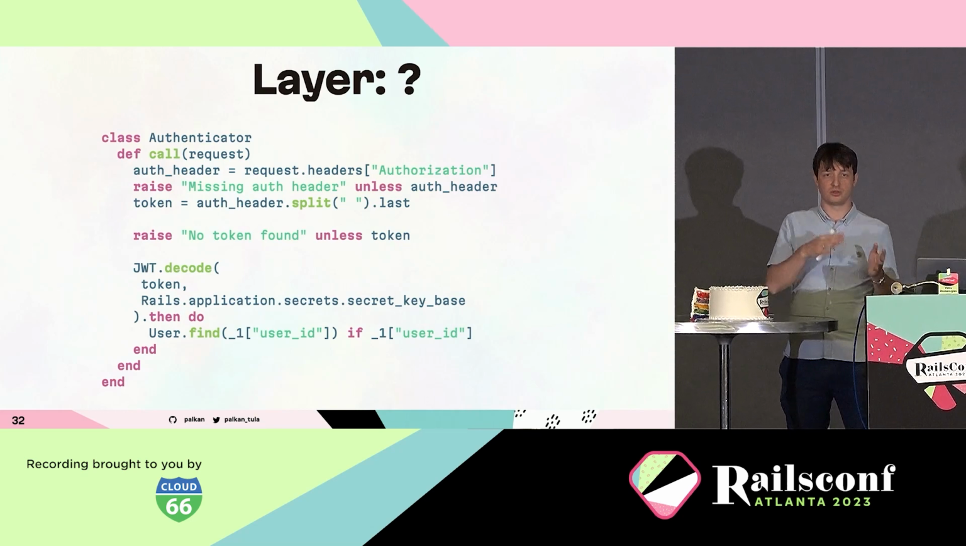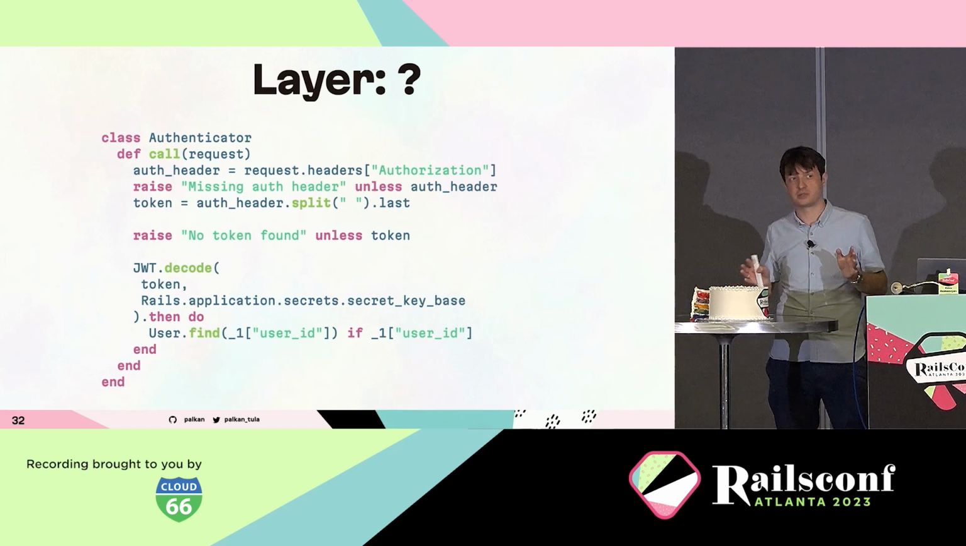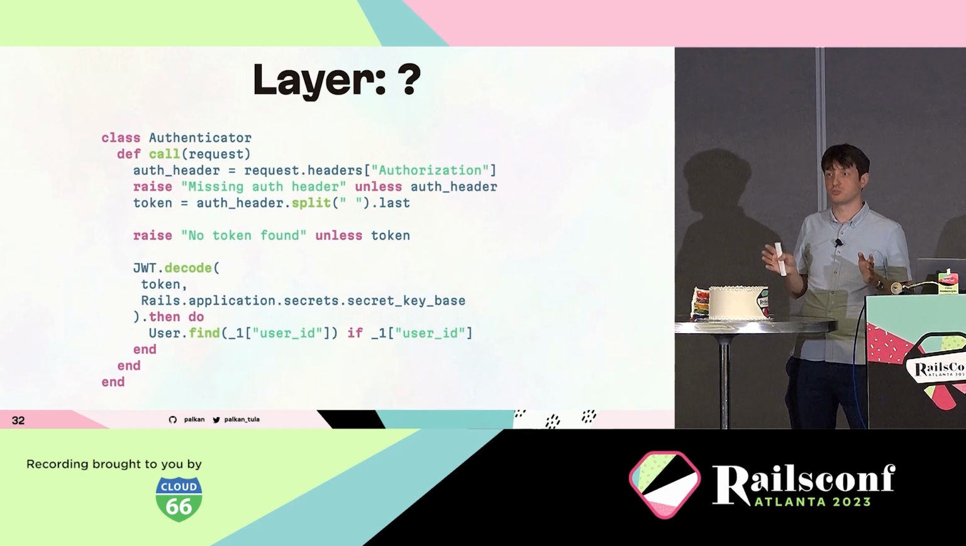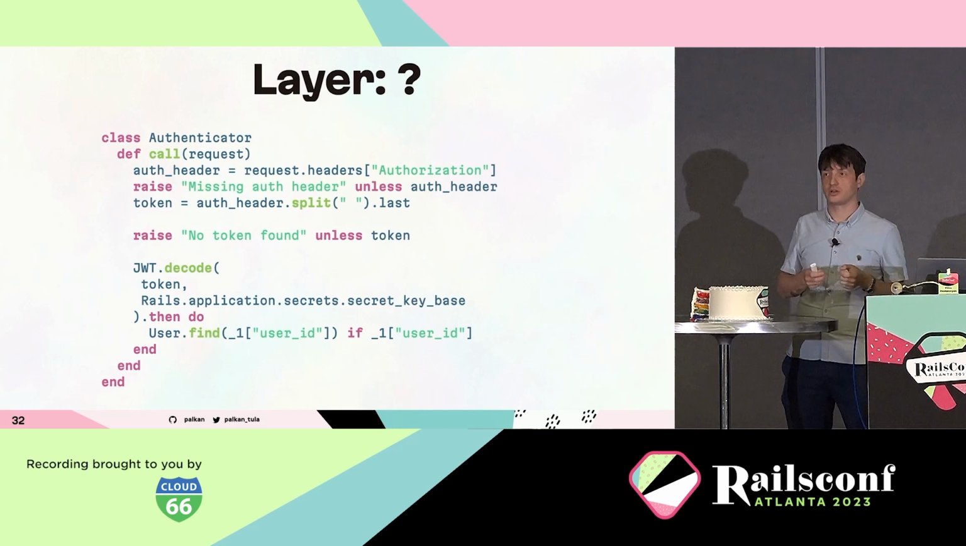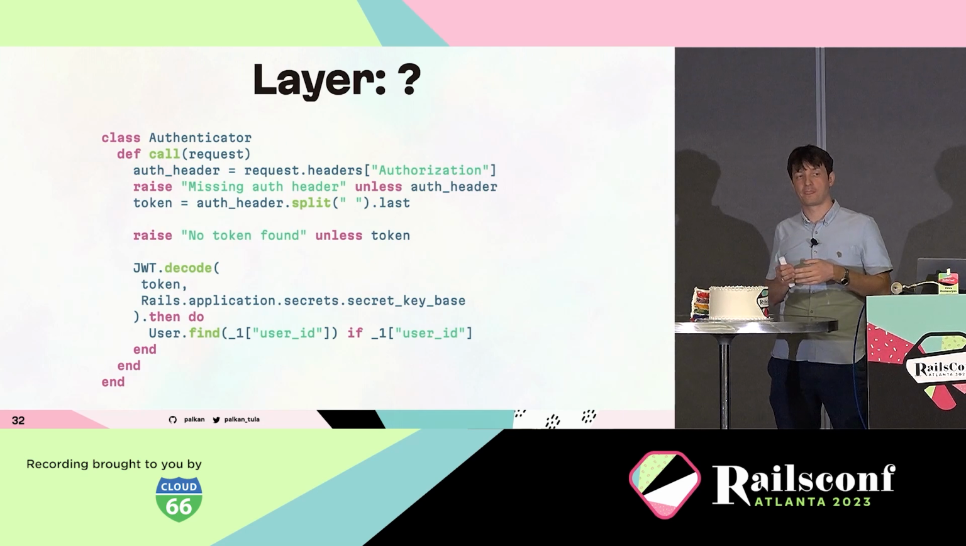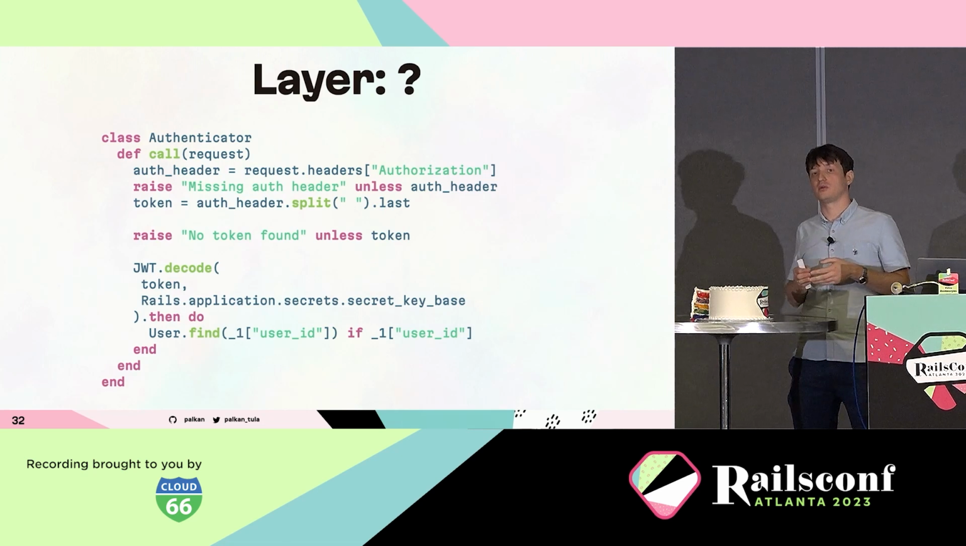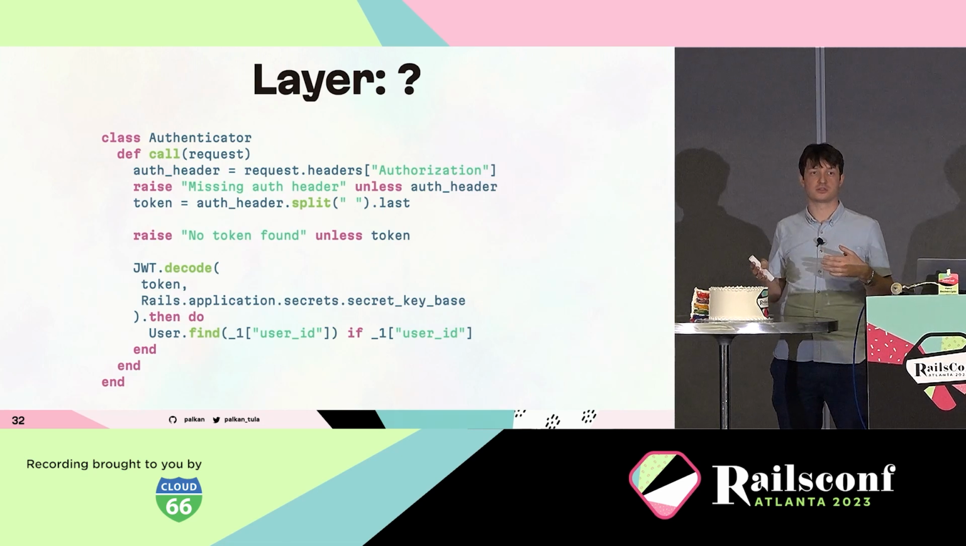Let's do a quick example of trying to use layered architecture principles to figure out which layer an object belongs to. So here we have an authenticator class, some kind of an object which is responsible for getting a token from the request and returning a user. Which architectural layer do you think this class belongs to?